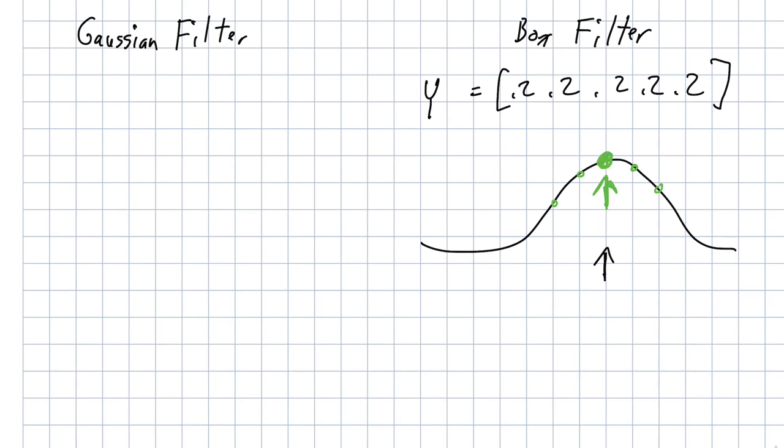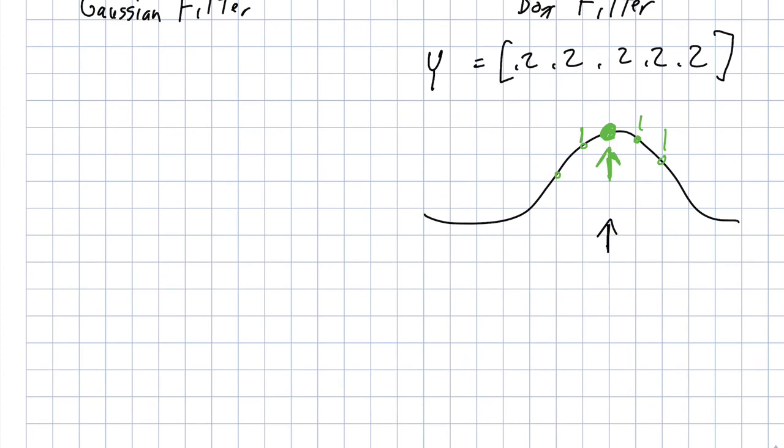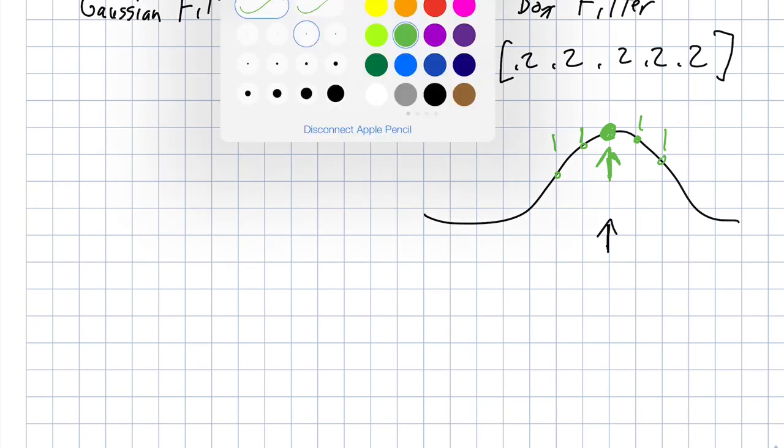So the idea is computing the filtered value for the middle point here. Certainly the two neighbors are relatively important, but the neighbors further out, should they have equal weight or should they have somewhat less weight? The other way to come down on this is that they really should have some sort of a lesser weight. And so that's the point of our doing our Gaussian filter.